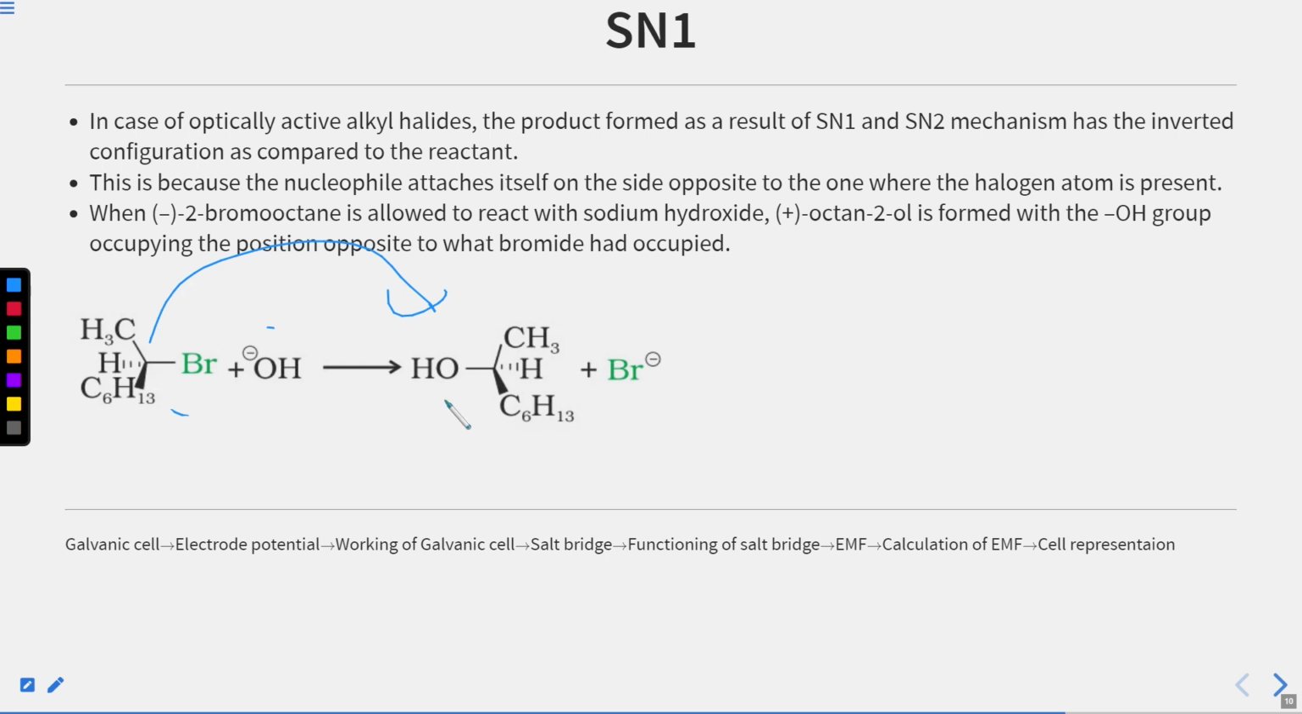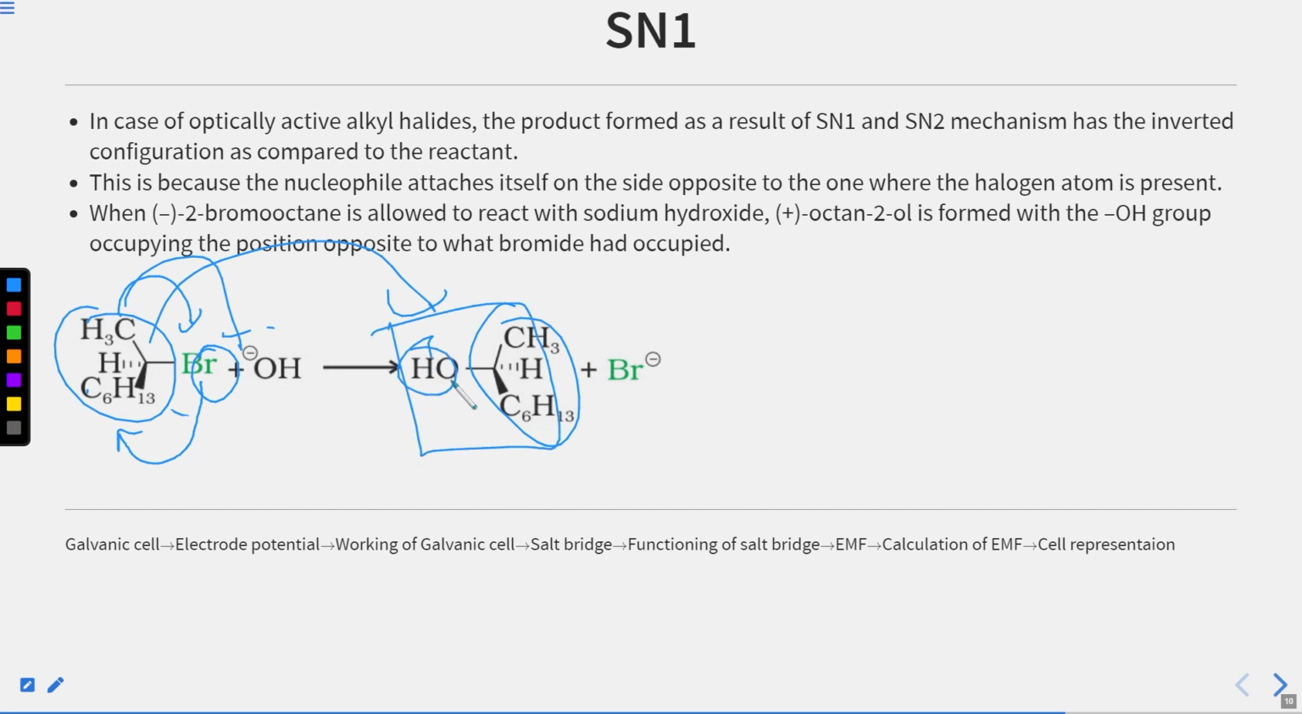You have rotated it through 180 degrees, an in-plane rotation. Now this Br will come here and this whole group will move here. The same thing has been done here; only Br has been replaced by OH. So there is a change in configuration. You have seen that there is a kind of inversion and Br minus is released.